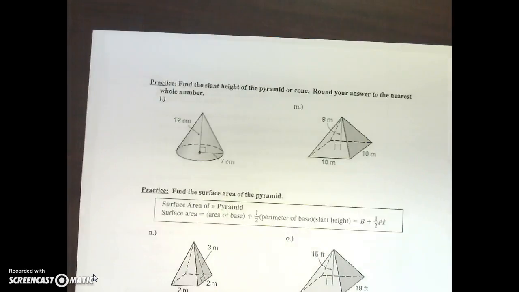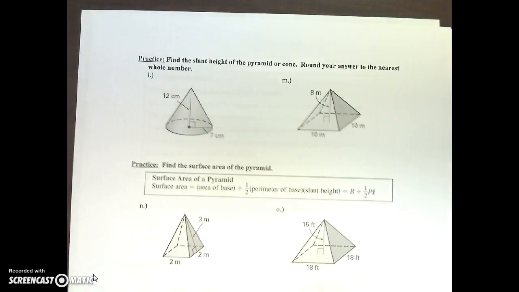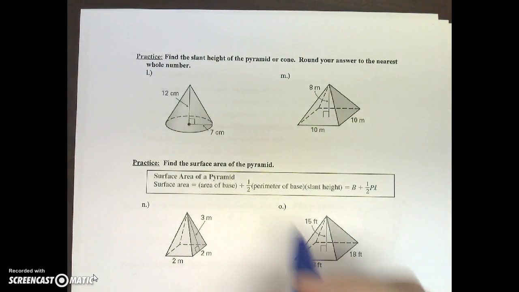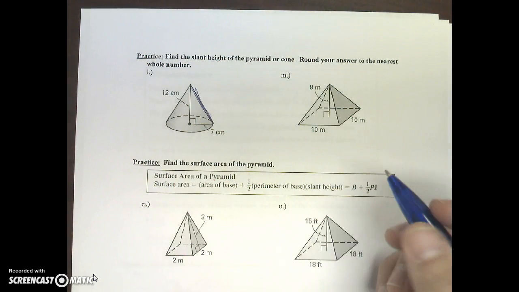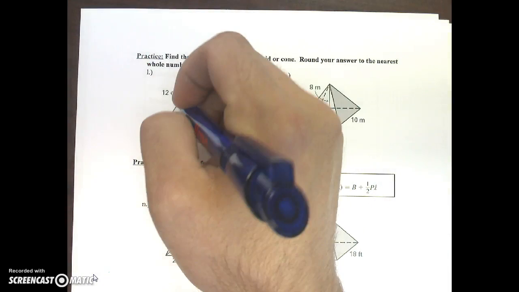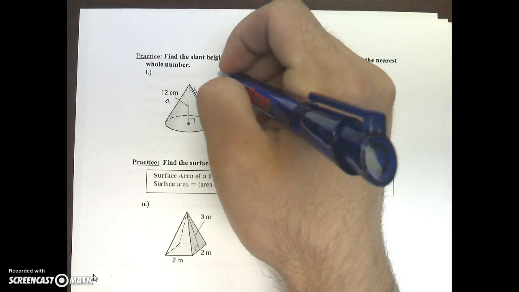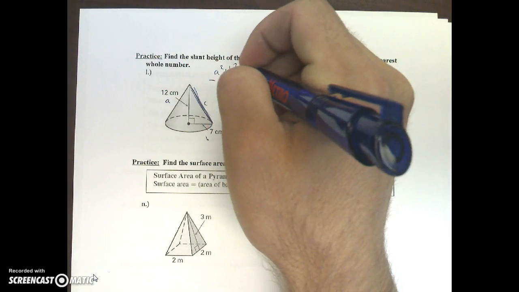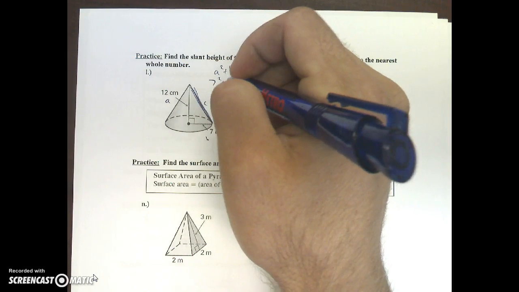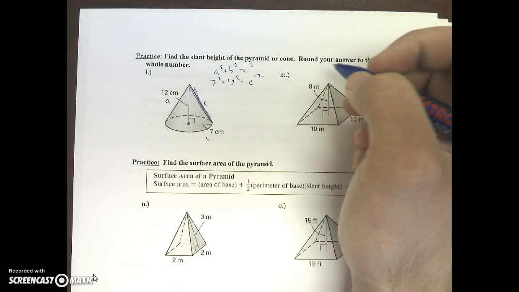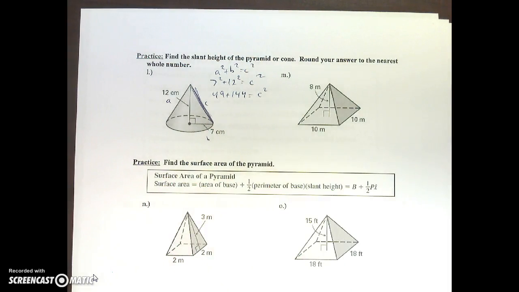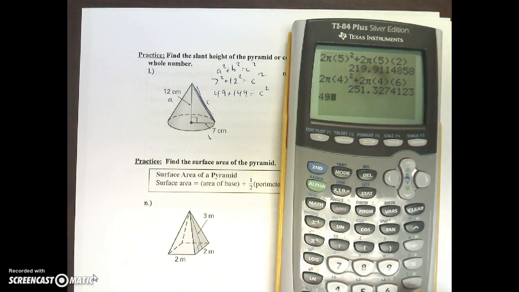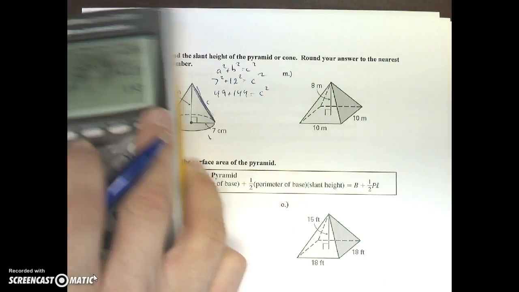On to our last thing. Find the slant height of the pyramid or the cone. Round your answer to the nearest whole number. All right, so for this one, part L and M, the slant height is along the outside. Well, guess what kind of triangle is formed? Right triangle. Good old Pythagorean theorem. So a squared plus b squared equals c squared. 7 squared plus 12 squared equals c squared. 49 plus 144 gives me 193.